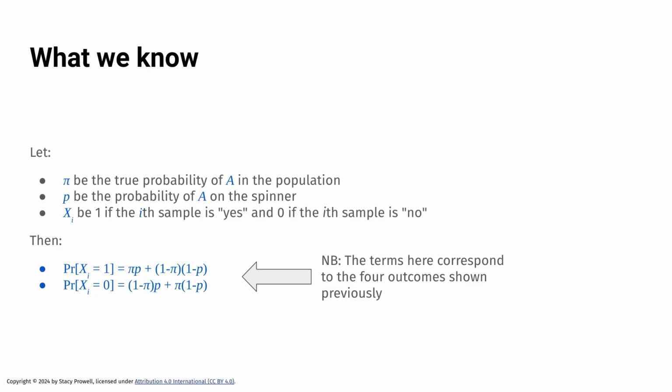Now we can answer some questions, right? What is the probability that I get a yes? Well, there are 2 ways to do that. I'm in the guilty group and the spinner lands in the guilty group. That would be pi times p, because those things have to be jointly true. It's also the case that the spinner might land in the not guilty group, and that happens with 1 minus p. But then I would also have to be not guilty in order to say yes. And so that would be 1 minus pi. And so I have the 1 minus pi, 1 minus p joint probability.